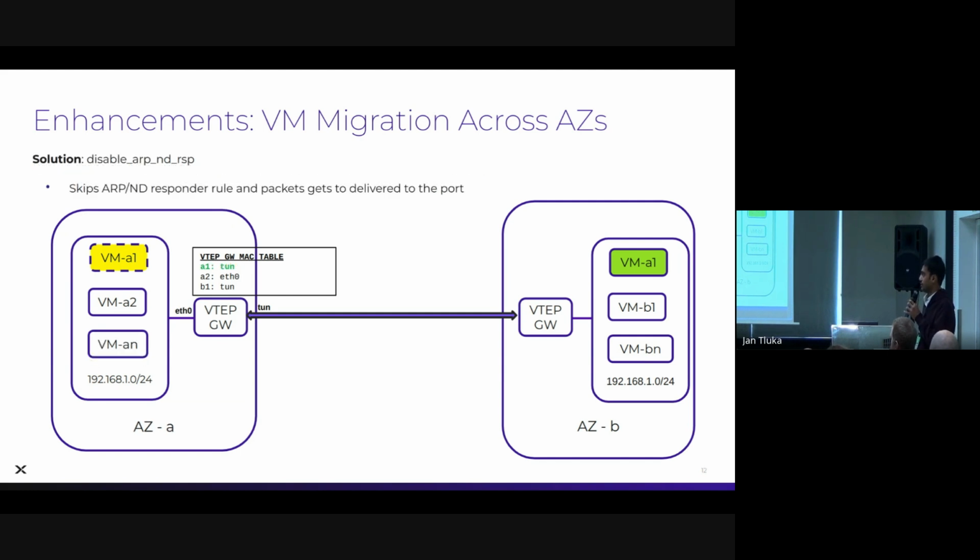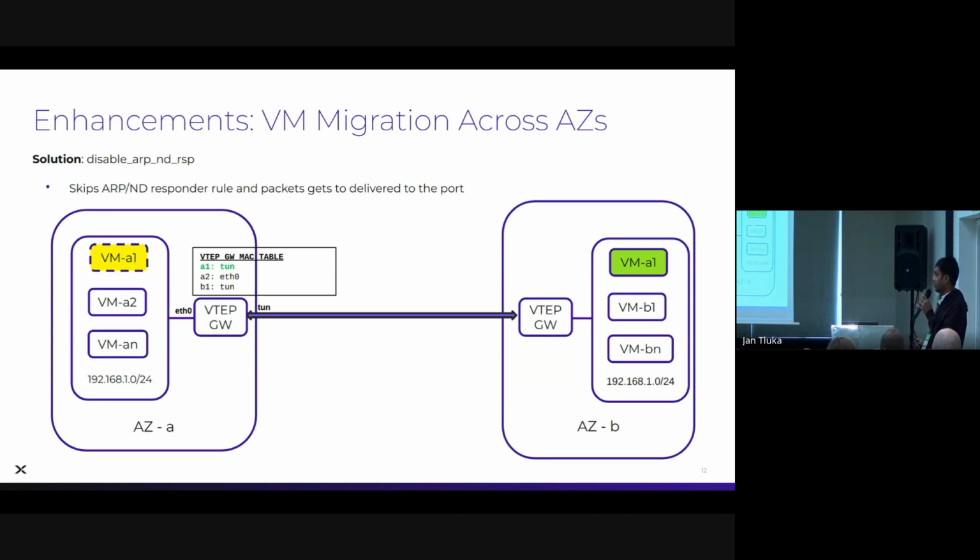So for this, what we have done is add one more option to disable ARP and neighbor discovery response at a logical switch port level. So as part of migration, if this is also set on the same LSP, it will not install the proxy ARP rule for this particular IP, or this particular VM. It will let the VM handle the ARP packets or the GARP packets.